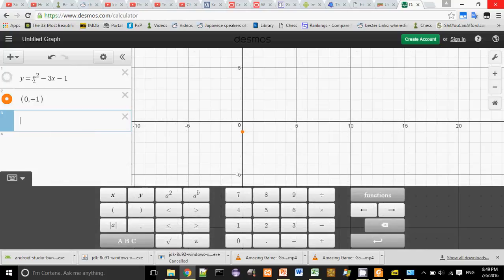And then if x is 1, so 1 squared is just 1. Take away 3 times 1 is 3. 1 take away 3 is minus 2. Minus 1 is minus 3. Whoops, 1 comma minus 3.